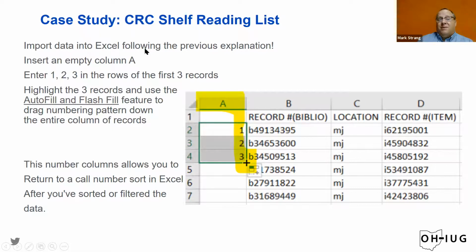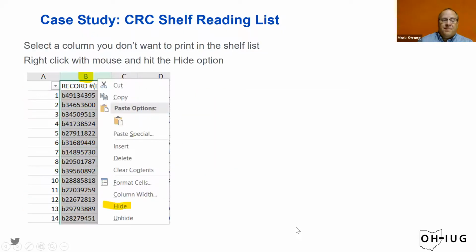Then I go ahead and pull them into Excel using my previous explanation. Generally, once I have something that is in a call number list and I pull it into Excel, I will insert column A, enter 1, 2, 3, and use the auto fill to get a numerical sort number for all the items inside of Excel, just so that I have a 1, 2, 3.